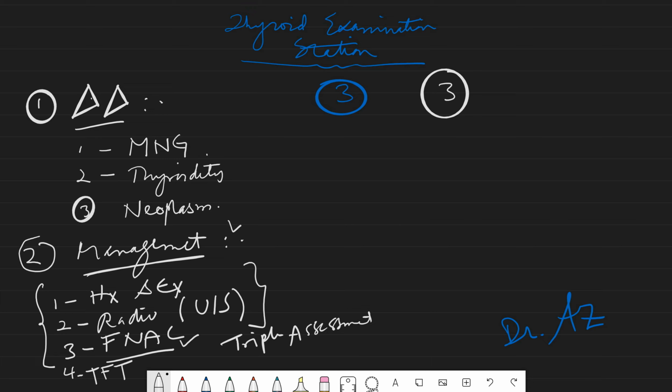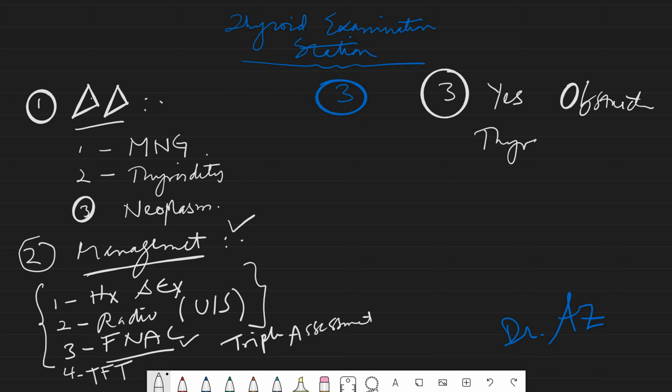So they are going to ask you, does this event change the management or your plan or not? And the answer here is yes. Why? Because there are obstructive symptoms, right? So what is your management here? It is thyroidectomy. In this case, it is not necessarily important that there is a tumor. If there are obstructive symptoms, you want to do thyroidectomy.